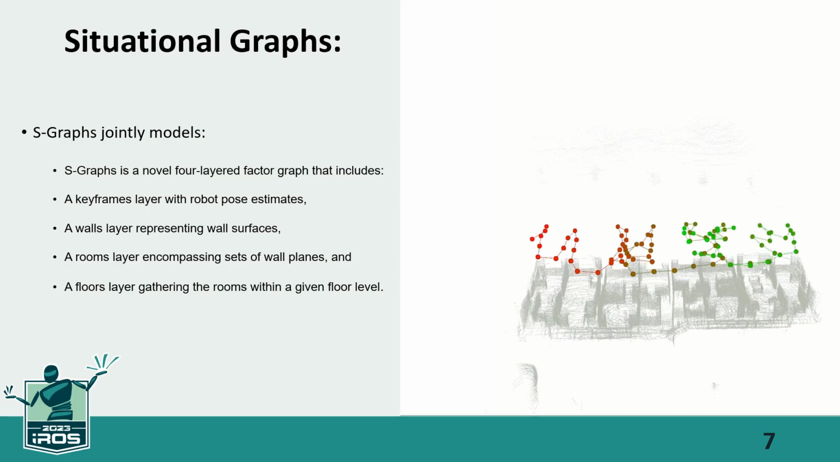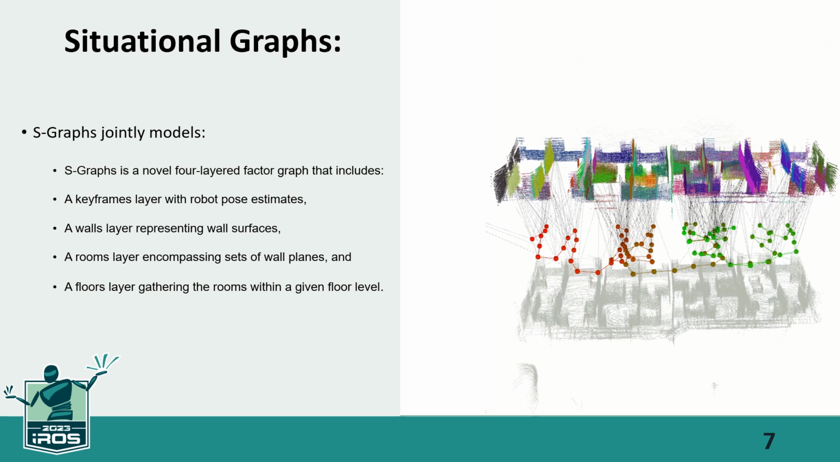Situational graph, or S graph, is a jointly optimizable 4-layered vector graph. The first layer is the keyframe layer with robot pose estimates. The second layer consists of the wall surfaces, which represent the walls of the environment. The third layer contains the rooms of the environment, and the final layer is the floor layer, which gathers all the rooms within a given floor level.